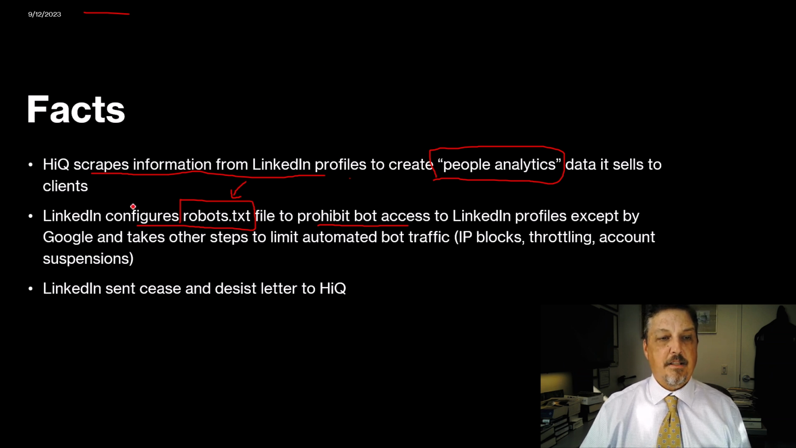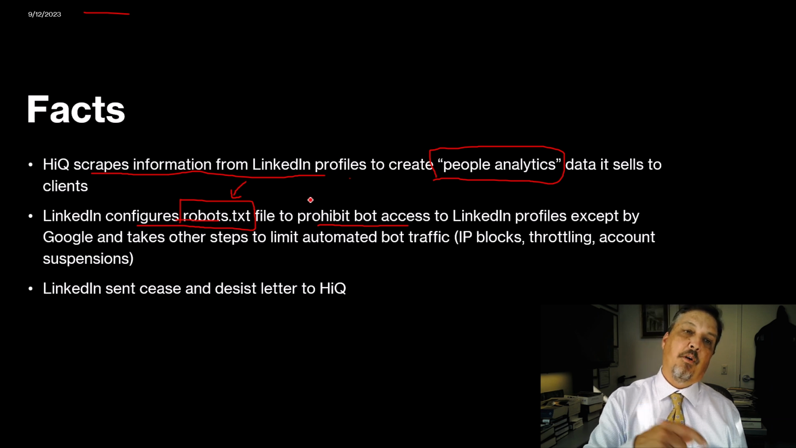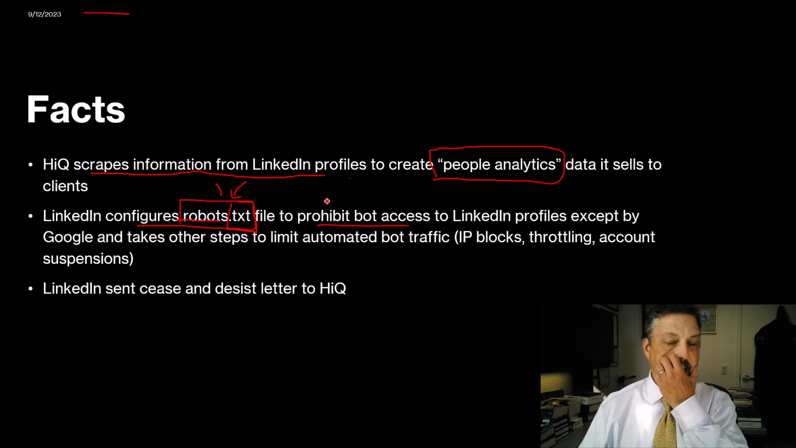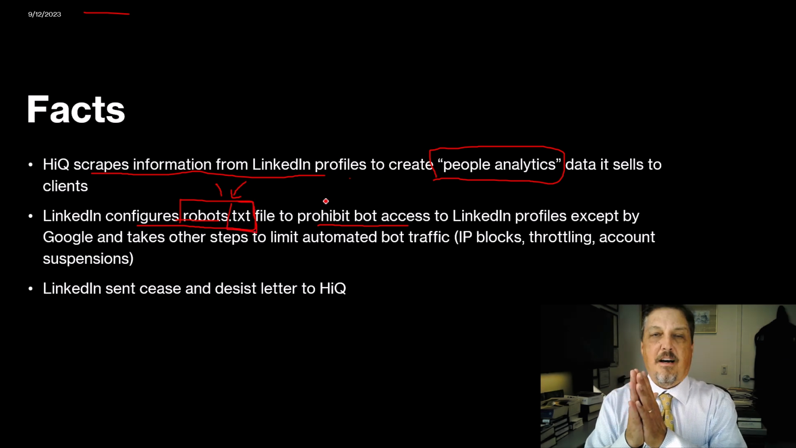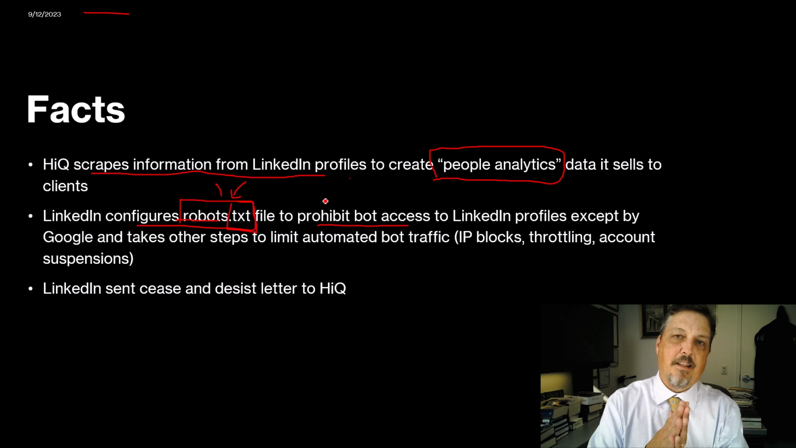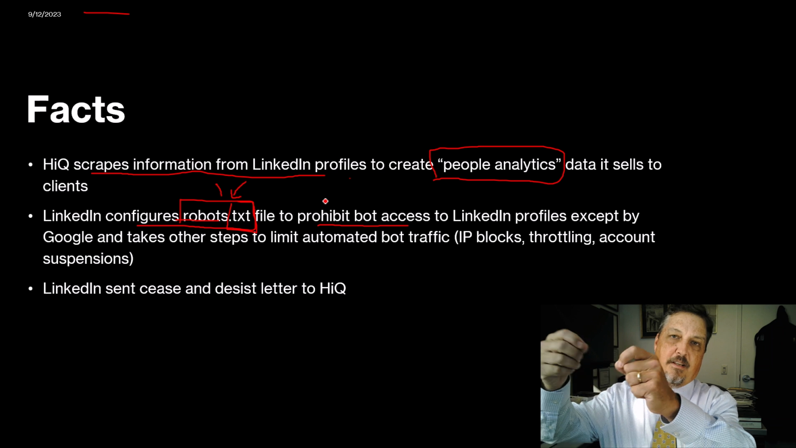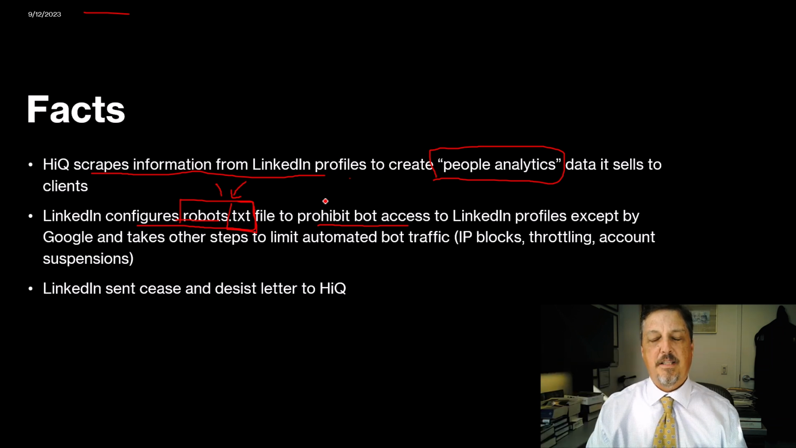Now, you might ask, okay, LinkedIn had its robots.txt file configured to prohibit the kind of thing HiQ was doing. How did HiQ get around it? The robots.txt file, as the extension suggests, is a text file. It is not encryption or anything like that. It's giving instructions to a browser and to a bot as to what it's supposed to do. It's pretty easy, if you know what you're doing, to configure a bot to circumvent a robots.txt file.